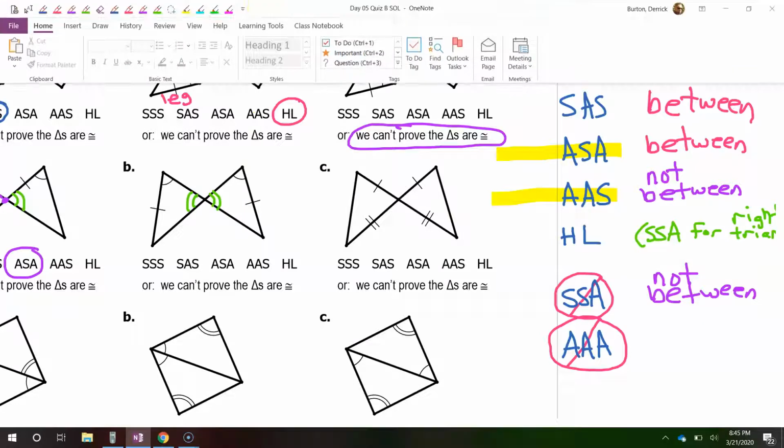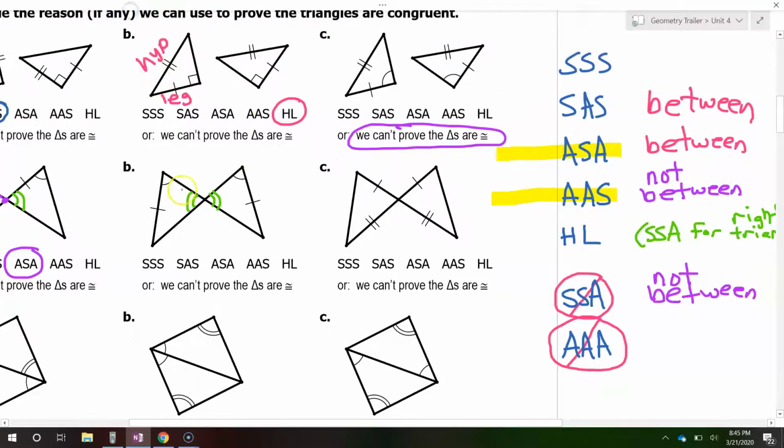But when we go to decide if the side is between the two angles, remember, one angle is here, the other angle is here. This is the side that is between those two angles. But that's not the side they gave us. The side that we have marked is not between. Okay, that makes this angle angle side when it's not between. Okay, angle angle side.